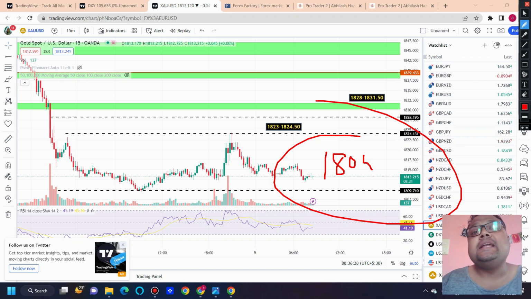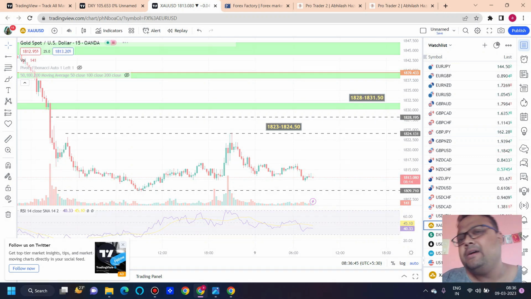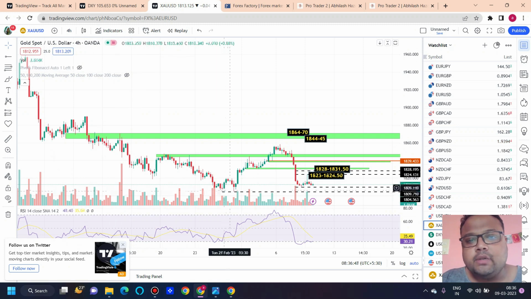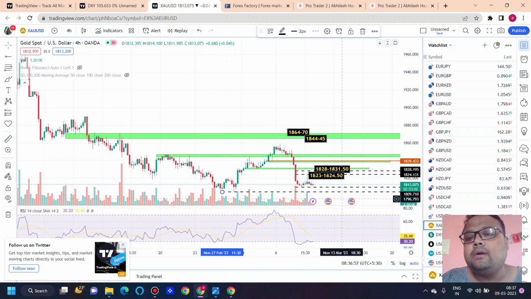If you're looking for a safe selling opportunity on the chart of gold, then your safe selling opportunity will only come below the 1804 level. Listen to me carefully: if the market breaks the 1804 level, then the market will head towards the important level of 1790. This level is important if you're looking for a good sell position in the market. If the market breaks 1804, it will head lower and move towards the support of 1790, 1788 level.